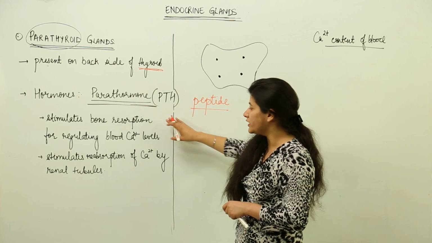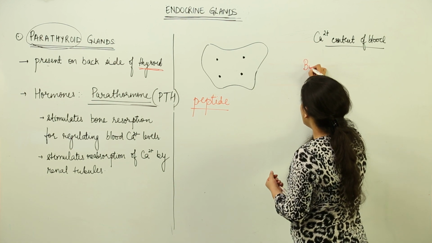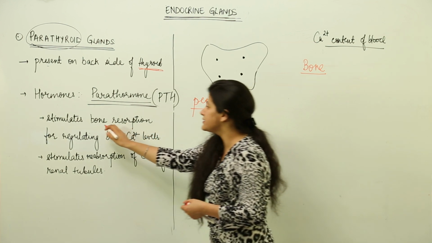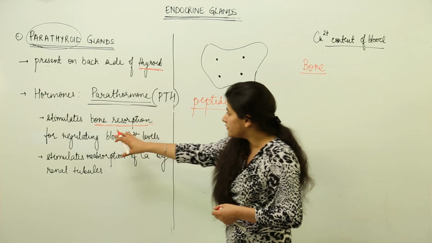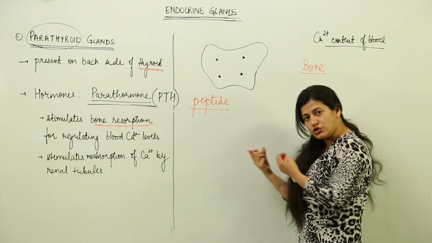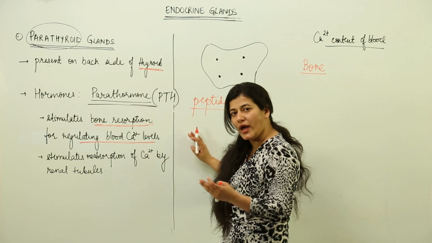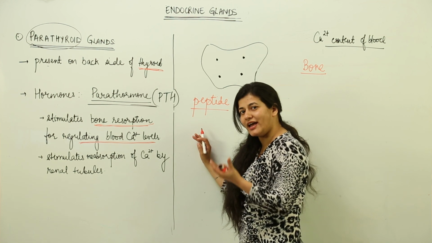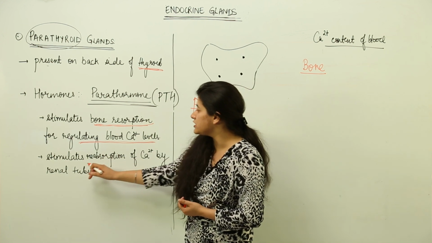Now, you know what the reservoir of calcium in our body is? That happens to be bone. So when parathormone is released into the blood, it stimulates bone resorption, which enables more calcium ions to come into the blood, and it regulates the blood calcium levels. Parathormone allows bone resorption to increase so that the calcium level in the blood increases, and calcium plays whatever vital roles it has in other physiological functions.